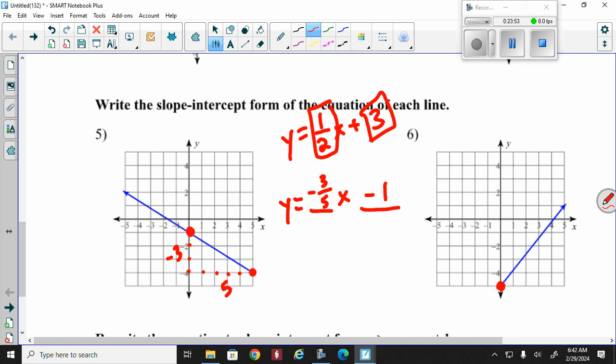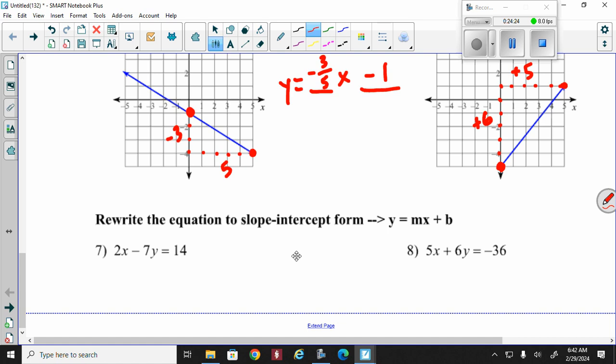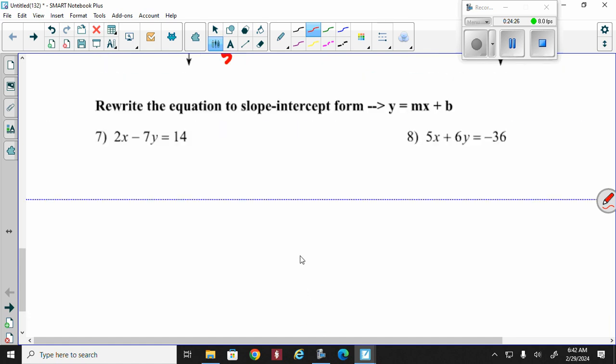All right, question number 6. There we go, it's at negative 5. So it's going to be y is equal to something x, or in this case, minus 5. Where's another spot? I think it's right there. That's the 2 spots that it goes through. 1, 2, 3, 4, 5, 6. So I went plus 6 up, and then 1, 2, 3, 4, 5, plus 5 over. So it's going to be 6 over 5. Pretty easy.